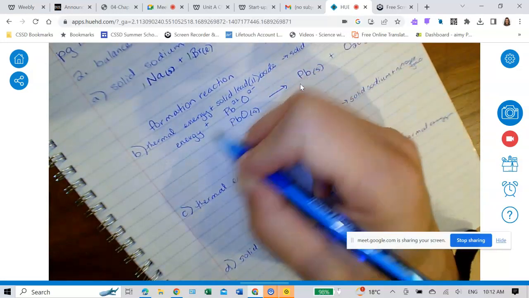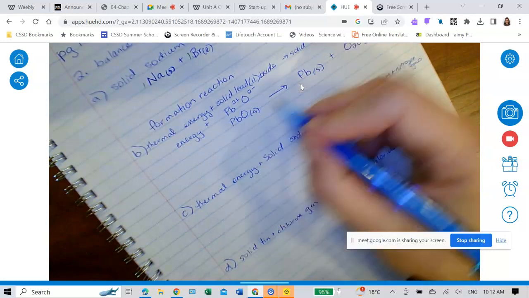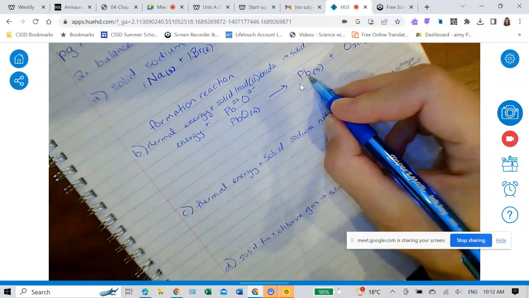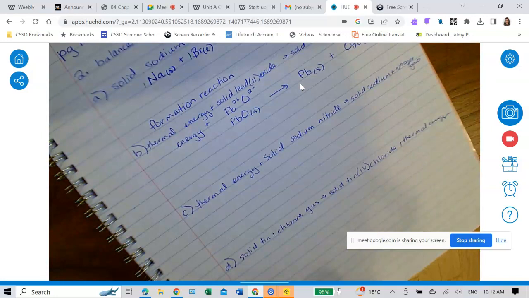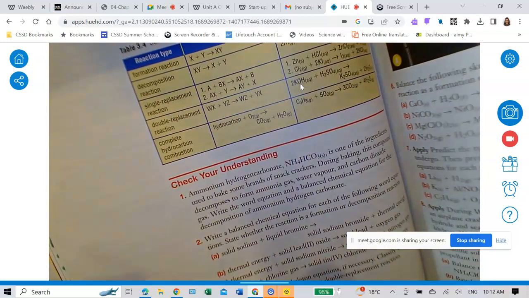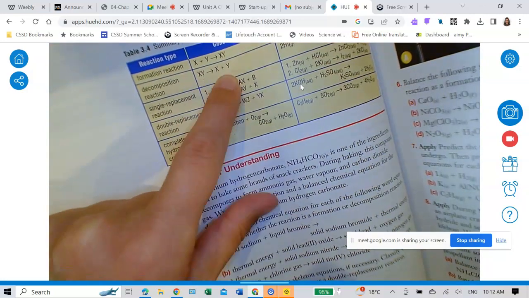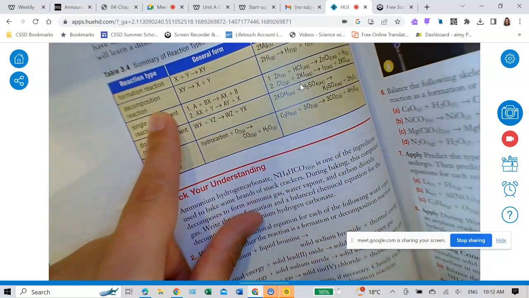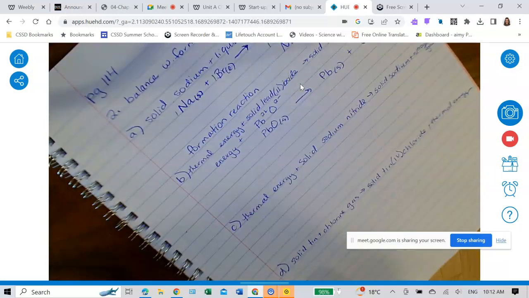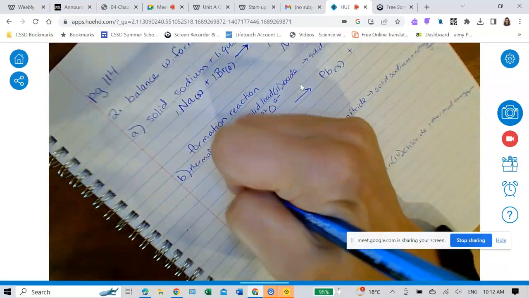So if we have energy and lead oxide and it breaks down to form lead and oxygen separately, then we need to look back at our chart that we totally memorized, hopefully. When we have something breaking down, that's our decomposition reaction. So we would write decomposition reaction.